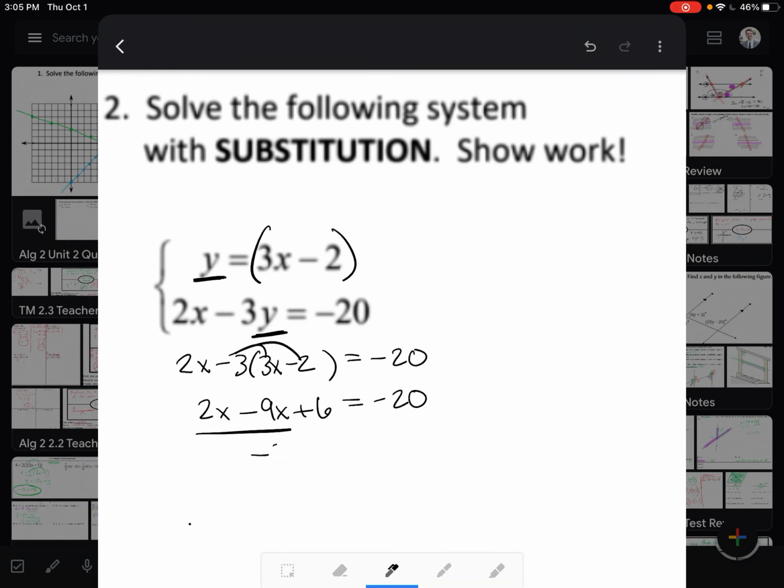Put together our like terms here. Go through and subtract. And then divide out to get that final answer of x equals 26 over 7. So that's solving for x, but again, we're not quite done there. We still need to go back and plug in and solve for y. So we would want to take that initial equation and plug in that exact value for x, and that would allow us to get a numerical answer for y.